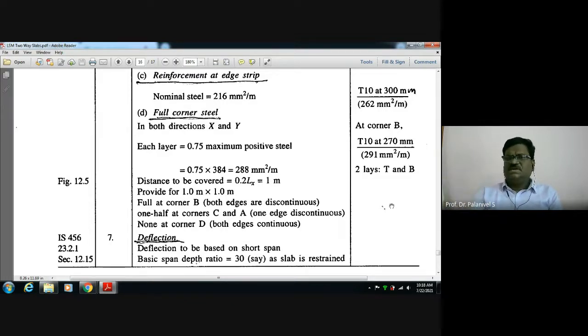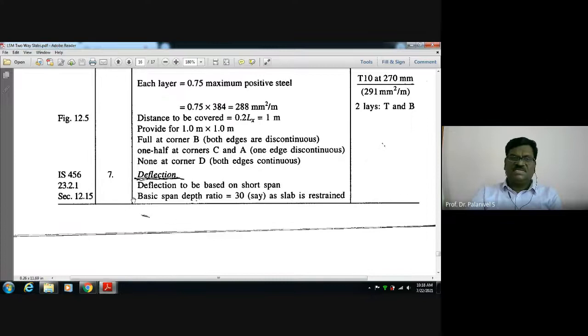As we mentioned here, you can provide 250 mm spacing, or 200 mm spacing, no problem. Some calculation also you have to do. Almost you have completed the design, right? Now you have to check for deflection. Deflection, actually we started with deflection. The serviceability requirement we are going to check.